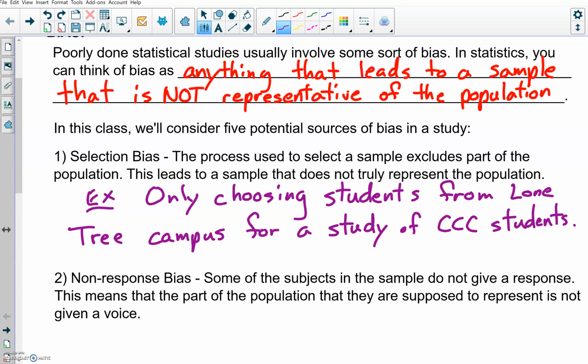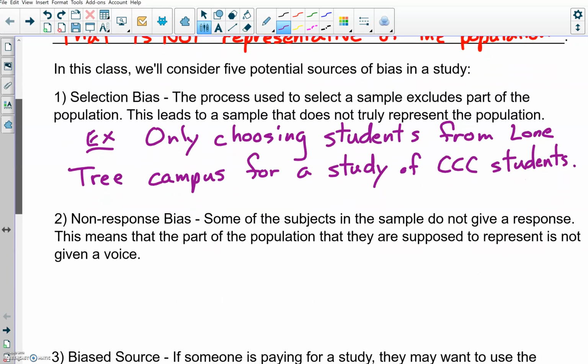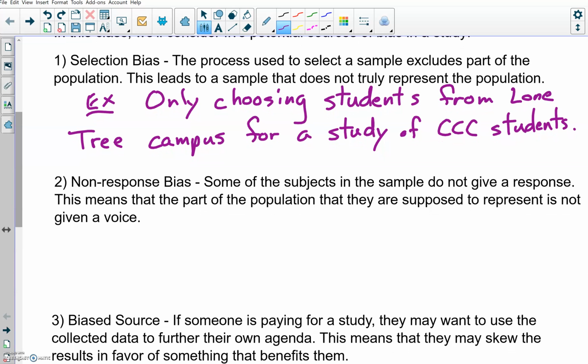You're only going to really get the Lone Tree voice in your sample, which may not represent the whole population of CCC students. Even if you did this randomly from Lone Tree, you're still systematically excluding all the other students who might be out there not coming to Lone Tree. So selection bias is a pretty big one. This comes in even if you think you're doing things well. Selection bias is one of the big ones in terms of missing things.